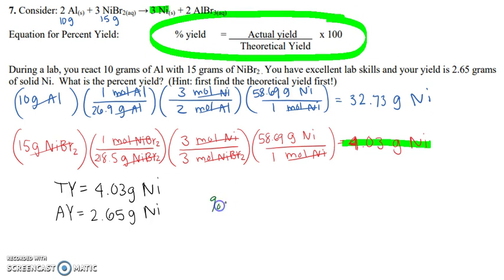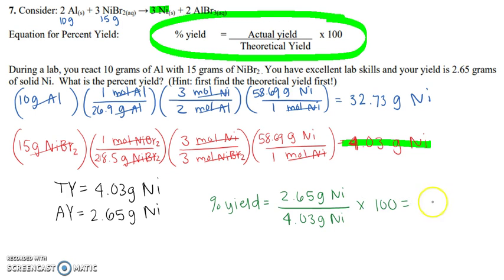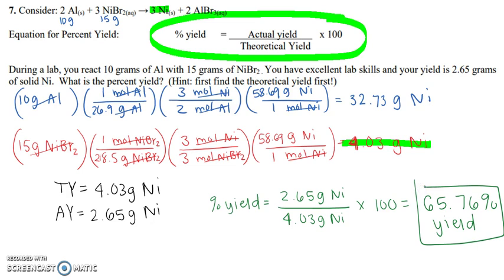So our percent yield is equal to the actual yield, 2.65 grams of nickel, divided by our theoretical yield, 4.03 grams of nickel, times 100. If you plug this into your calculator, you should get 65.76% yield. Now you try one.